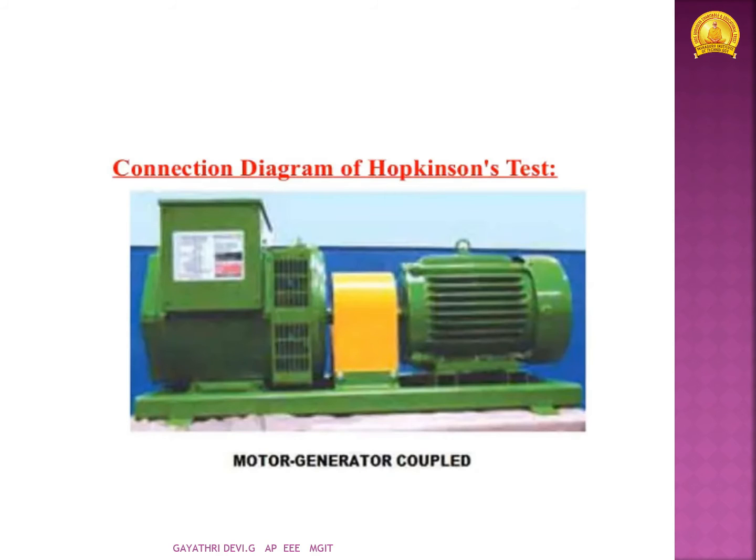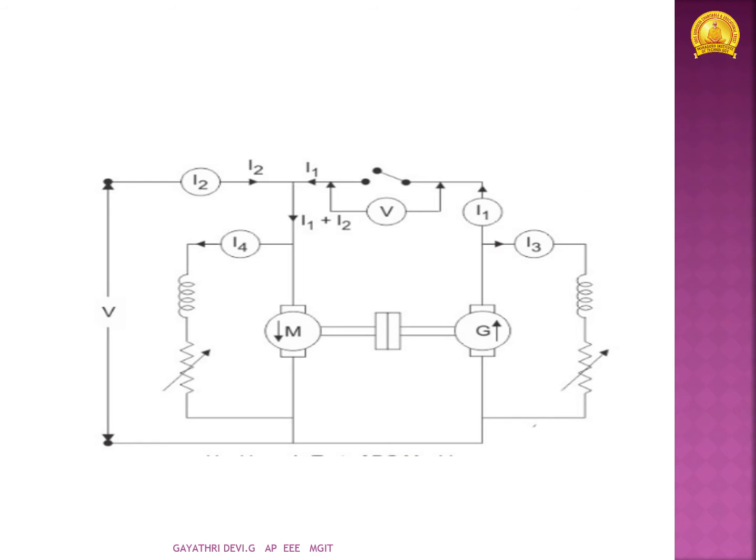This one is the pictorial representation of Hopkinson's test. These two green pictures show the motor and generator set. The yellow portion is the coupler which is mainly used to connect these two identical machines to carry out this test. This is a pictorial representation of Hopkinson's test. Here M acts as a motor and G acts as the generator.